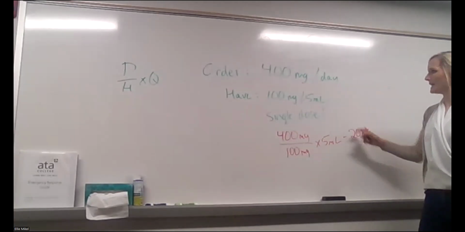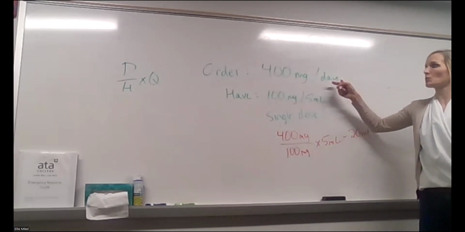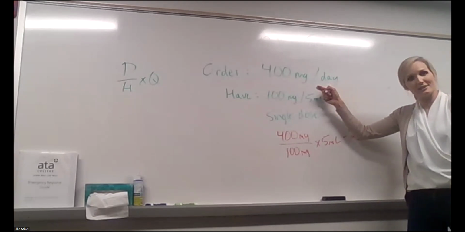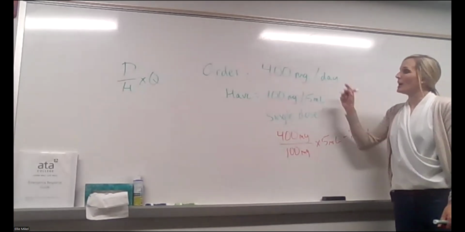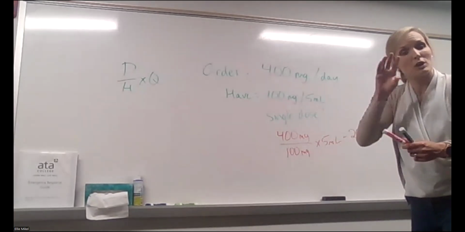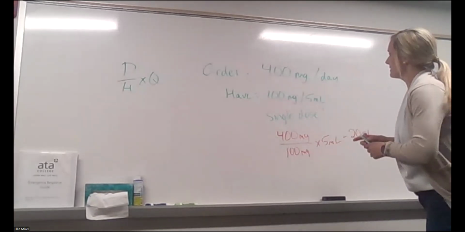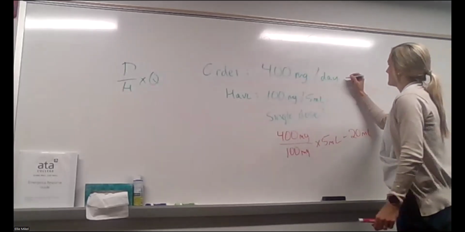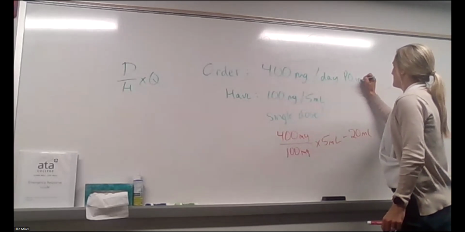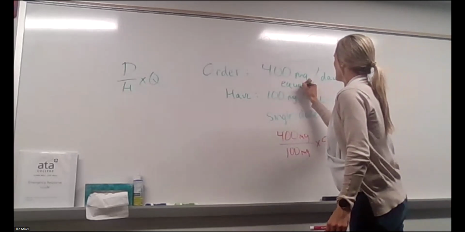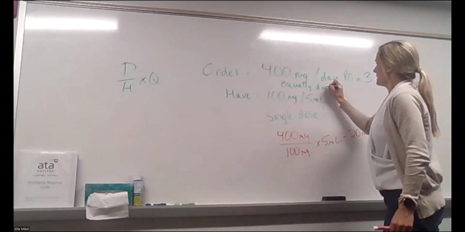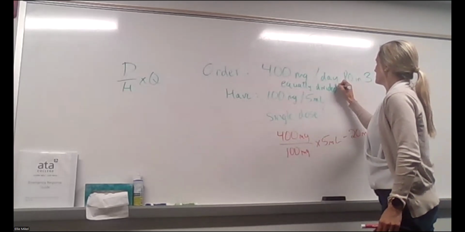Well, that's what they're going to take to get this amount, but this amount was ordered per day. So that means they're needing to take 20 milliliters per day. So the other part of this calculation, the part of that ordered dose, which I didn't write down here, it said to take 400 milligrams per day. It said by mouth in 3 equally divided doses.